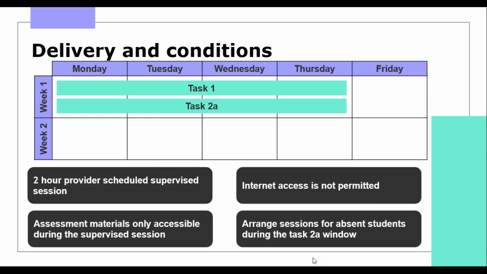The assessment material should only be available to students during the scheduled session, so do take account of this and ensure you have secure storage areas for students' evidence. Internet access is not permitted for this task, and if a student is absent on the scheduled day of Task 2A, then you can rearrange a new session within the first assessment window before the students sit Task 2B.